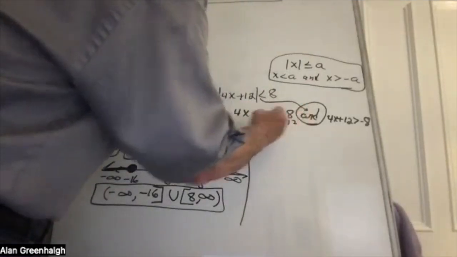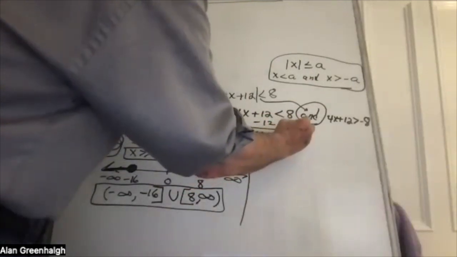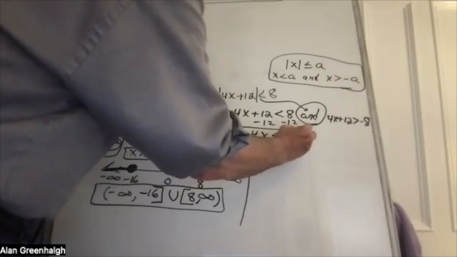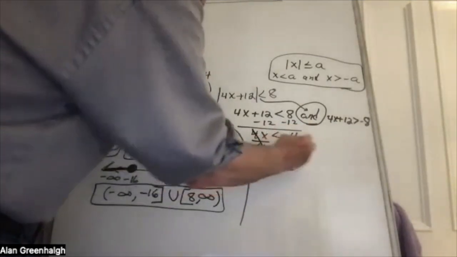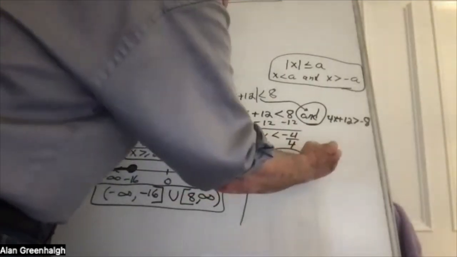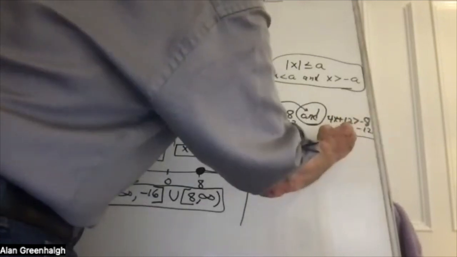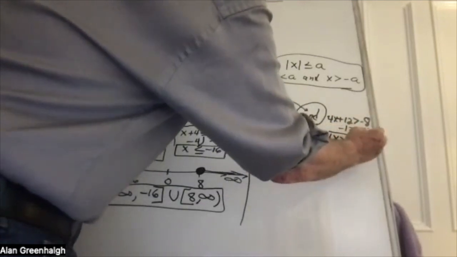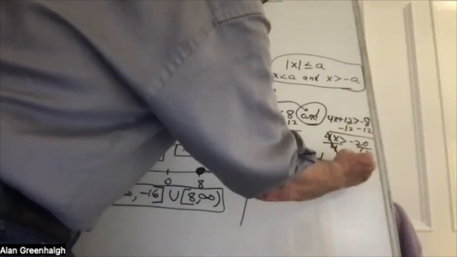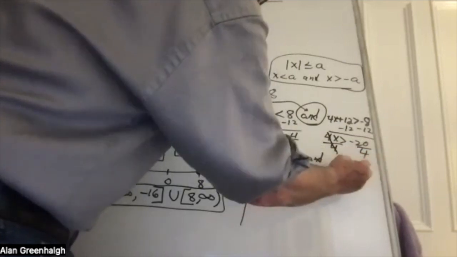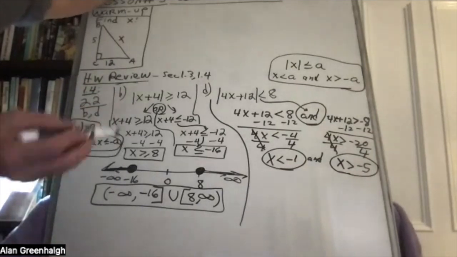Minus 12, minus 12, 4x is less than negative 4, divide by 4, x is less than negative 1, and 4x is greater than negative 20, divided by 4, x is greater than negative 5. Greater than negative 5, less than negative 1.